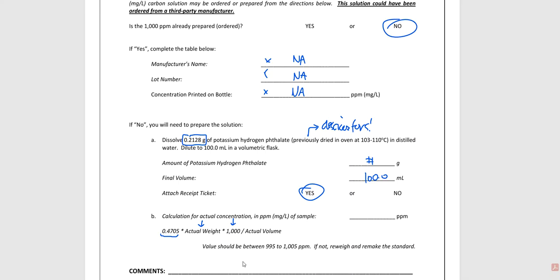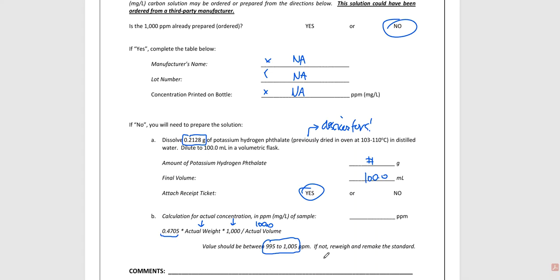And the actual volume is going to be 100 because you made 100 milliliters of that solution in a volumetric flask. That is a very shorthand way to calculate the concentration in parts per million, which is milligram per liter, for your prep based on the mass that you weighed in the laboratory that day. Notice it says the value should be between 995 to 1005. If not, you need to reweigh and remake the standard.